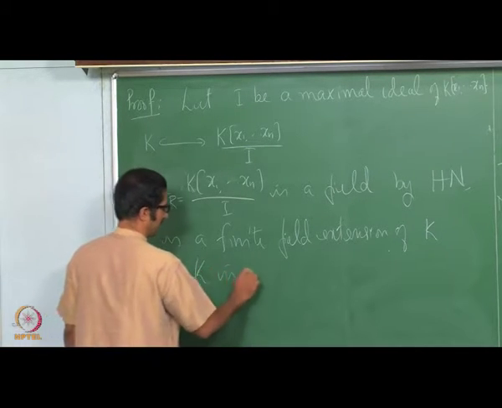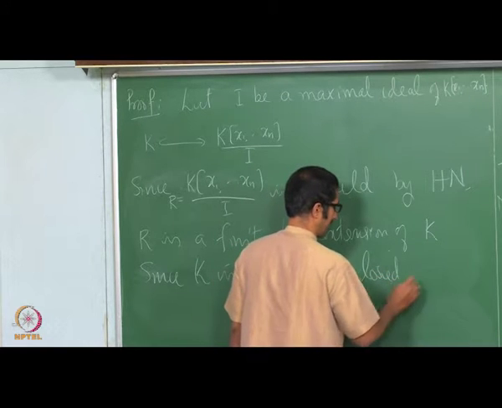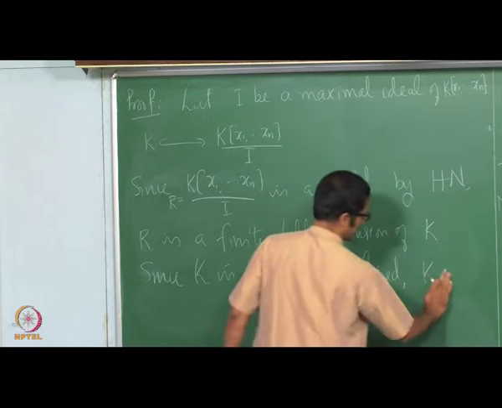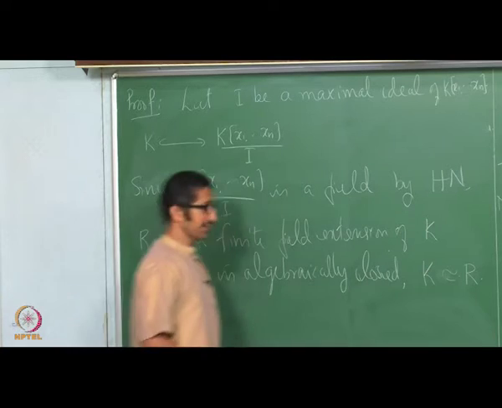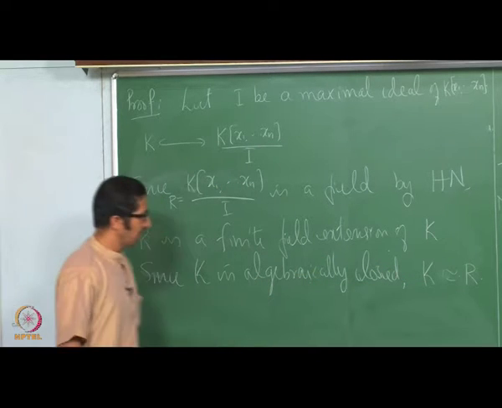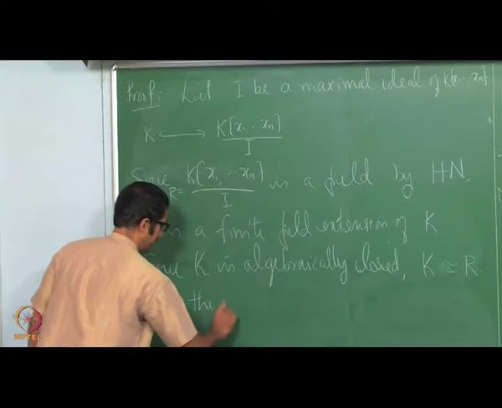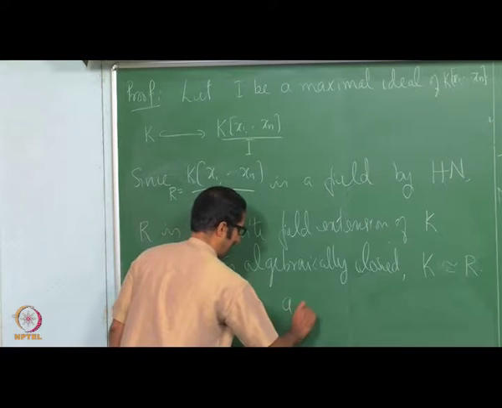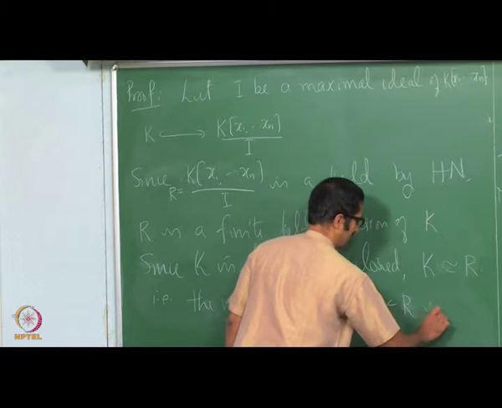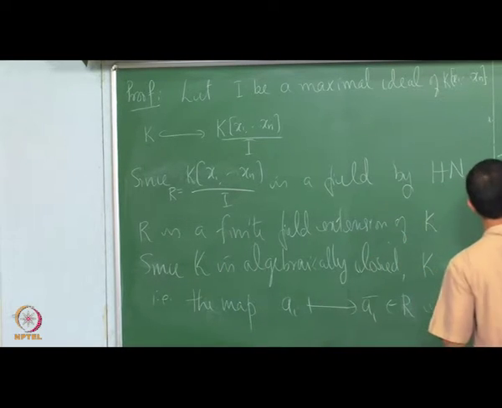Since K is algebraically closed, K has to be isomorphic to R. K sits inside here, that image has to be equal to R, or in other words, the map a_i going to a_i bar into R is an isomorphism. That is what it says.